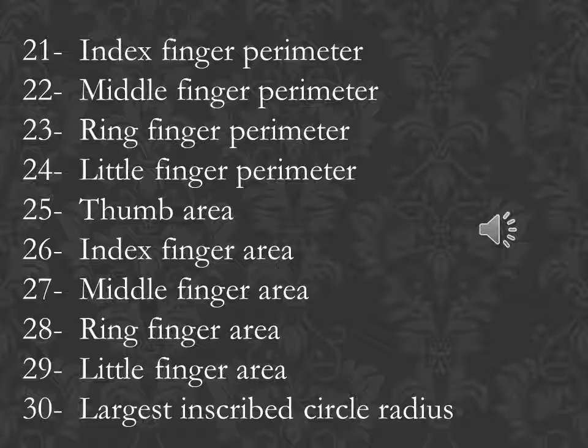21. Index finger perimeter, 22. Middle finger perimeter, 23. Ring finger perimeter, 24. Little finger perimeter, 25. Thumb area, 26. Index finger area, 27. Middle finger area, 28. Ring finger area, 29. Little finger area, 30. Largest inscribed circle radius.